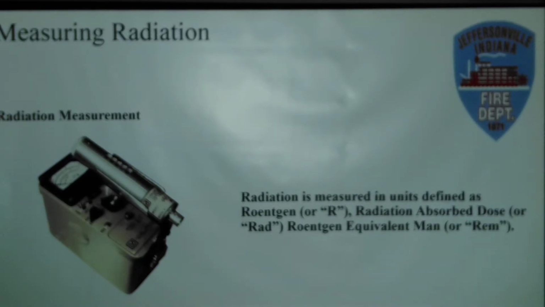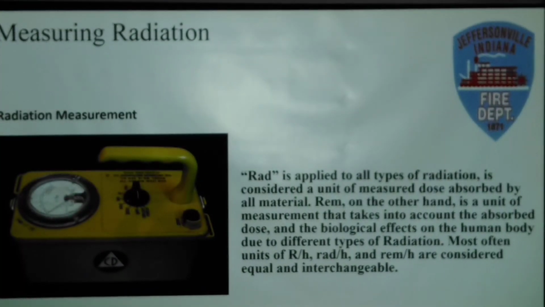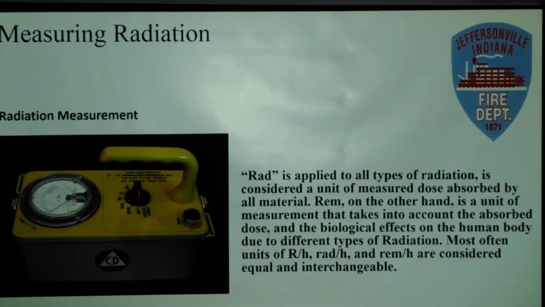Radiation is measured in units defined as roentgen, or R, radiation absorbed dose, or rads, or roentgen equivalent man, or REMs. A rad is applied to all types of radiation. It's considered a unit of measured dose absorbed by all material, whereas a rem, on the other hand, is a unit of measurement that takes into account the absorbed dose and biological effects on the human body due to different types of radiation. Most often, R per hour, rad per hour, or rem per hour are considered equal and interchangeable.